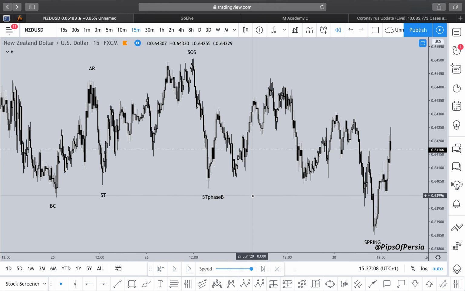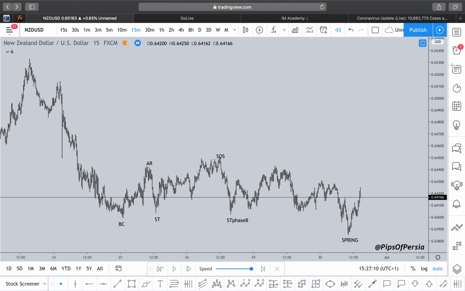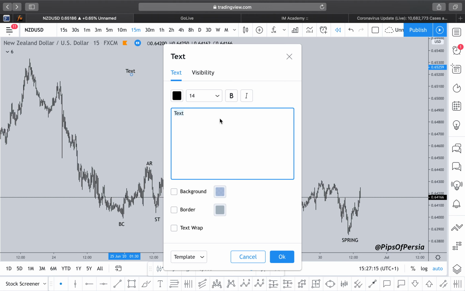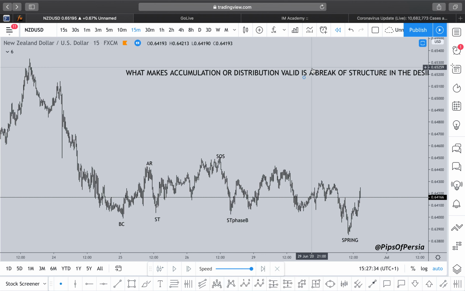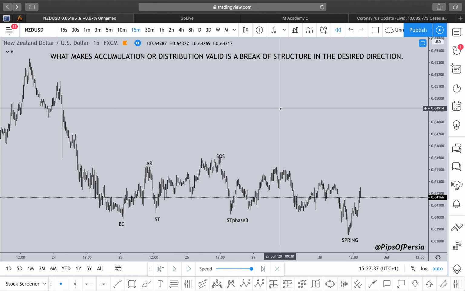Now, the step after an accumulation, or what makes an accumulation or a distribution valid, is a break of structure in the desired direction, right? What makes accumulation or distribution valid is a break of structure in the desired direction. So that's extremely, extremely crucial and important. So make sure to write that down somewhere. What makes accumulation or distribution valid is a break of structure in the desired direction.